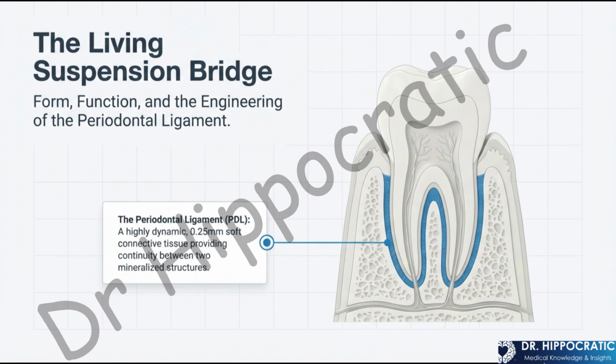Which is a really beautiful way to frame it. And to see exactly how this tissue bridges the gap between tooth and bone, let's dive right into our source material. Now coming to the next slide. So this slide establishes the foundational identity of the periodontal ligament. It defines the PDL as a highly dynamic, soft connective tissue. Right. And its main job is providing continuity between those two heavily mineralized structures we just mentioned, the cementum on the root of your tooth and the alveolar bone of your jaw.